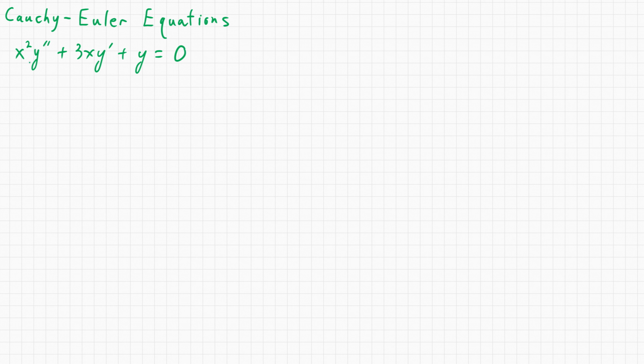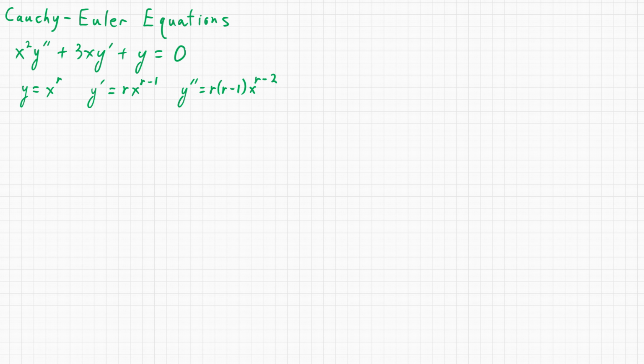Here we have the Cauchy-Euler equation, x squared y double prime plus 3xy prime plus y equals 0. As usual, we're going to guess y is equal to x to the r to try and find the homogeneous solutions. And so we're going to need the derivatives as well. So y prime is equal to r x to the r minus 1, and y double prime equals r times r minus 1 times x to the r minus 2.